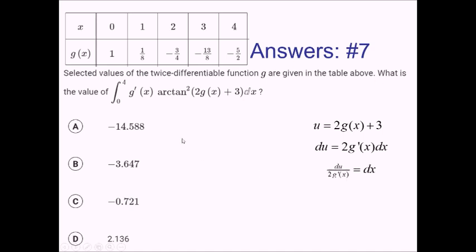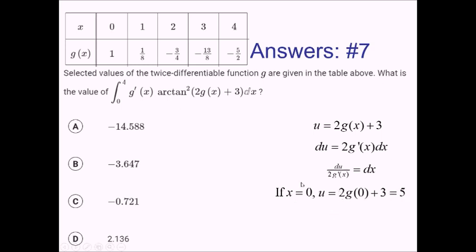Now I also have to swap out my limits of integration. Right now they're x values. I need u values. So if x has a value of 0, then u is going to be 2 times g of 0 plus 3. What's g of 0? Well, looking that up in the table, now this is where the table is actually helpful. g of 0 is 1. So this is 2 times 1 plus 3, which is 5.